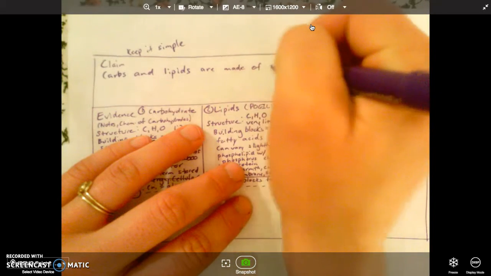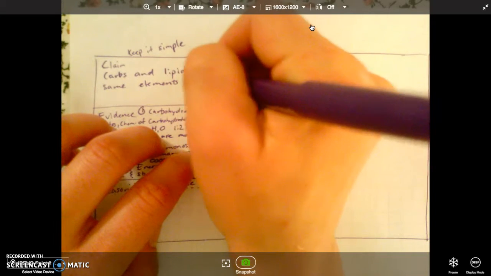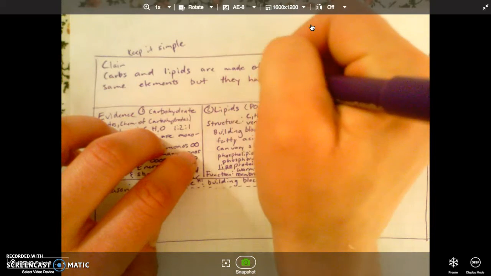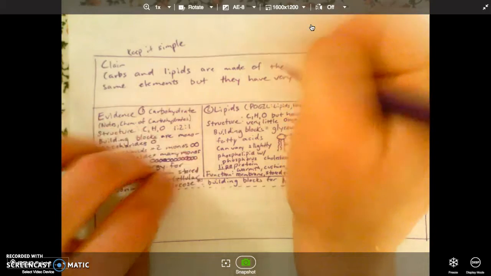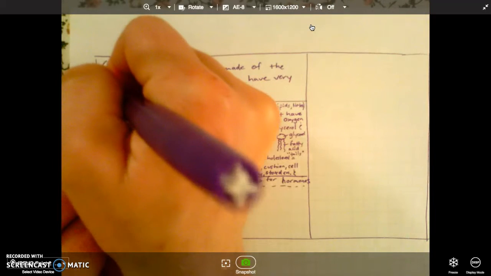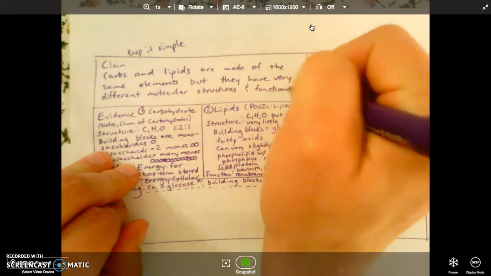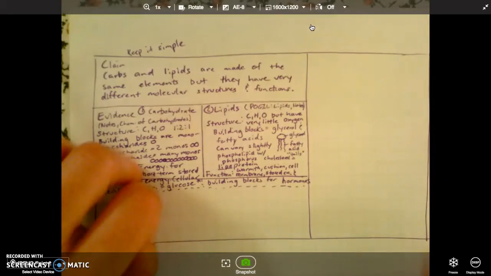are made of the same elements, but they have very different molecular structures and functions. Okay, done. So I'm just leaving it at that.